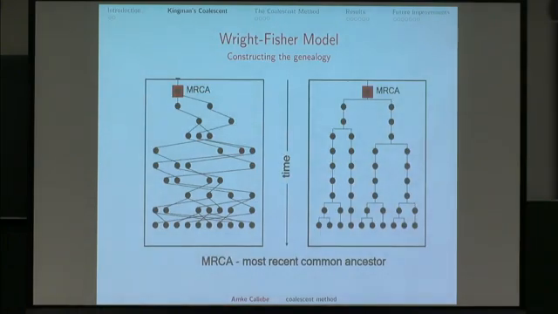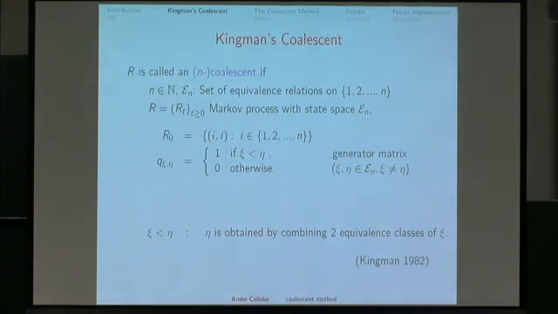Usually it is depicted in a little bit nicer way, as you can see here. And this one here is the most recent common ancestor of these persons. So this is the pedigree, or the genealogy, and this we want to approximate by Kingman's coalescent. Let me first show you some formulas and pictures on the next slide.